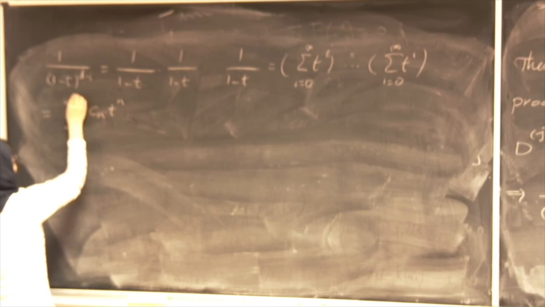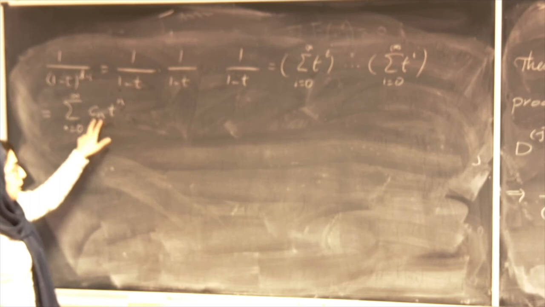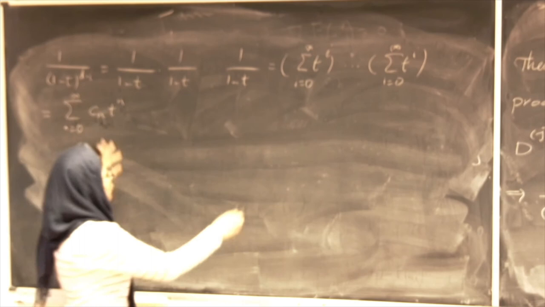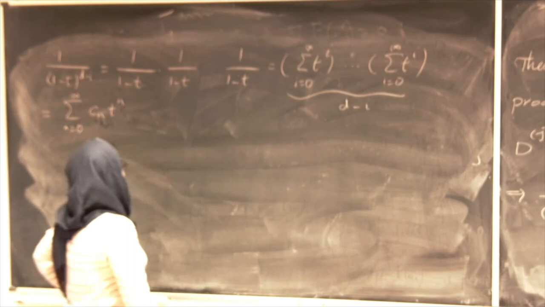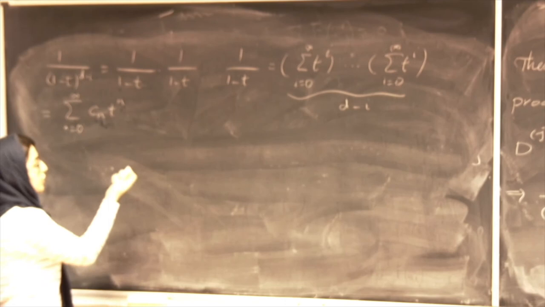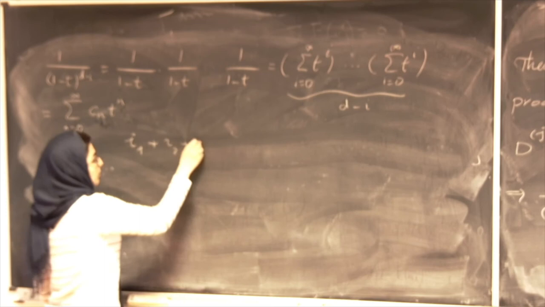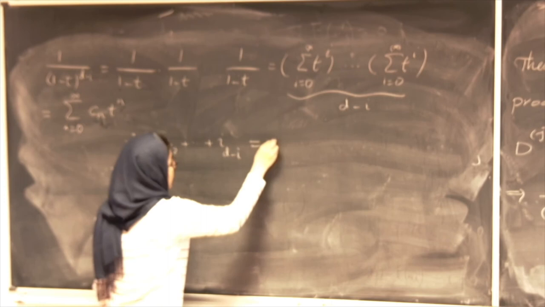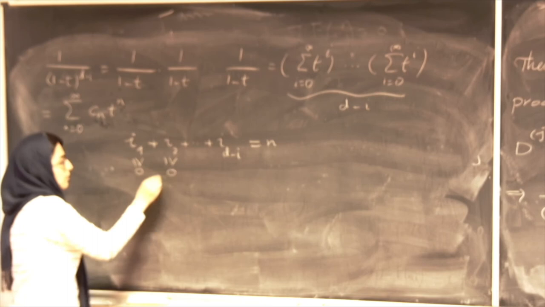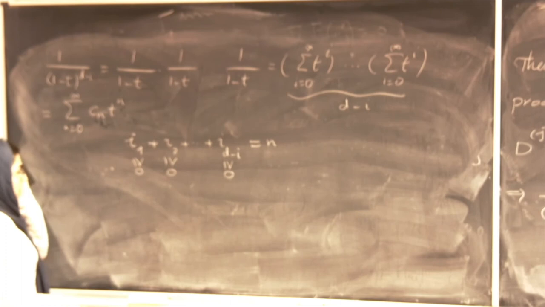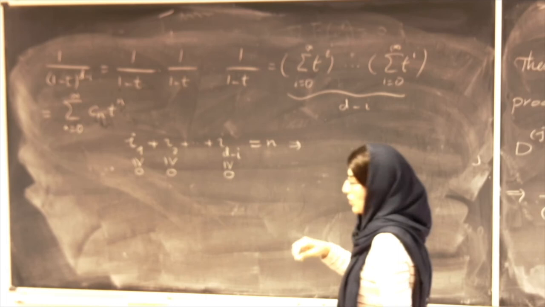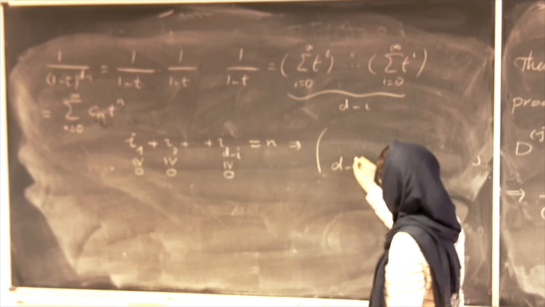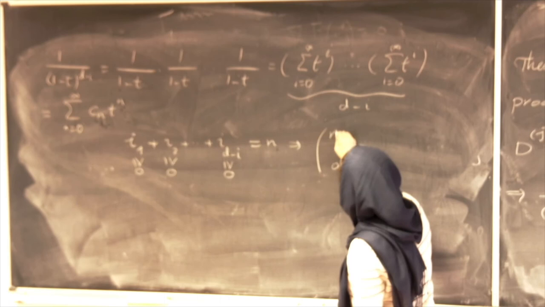So what is the coefficient of Tn here? How many of this series do we have? D minus I. So Cn is exactly the number of non-negative solutions for such an equation, i d minus I equal to n, such that these integers are non-negative. And in combinatorics, it's not hard to see that this number is exactly n plus d minus I minus 1 choose d minus I minus 1.